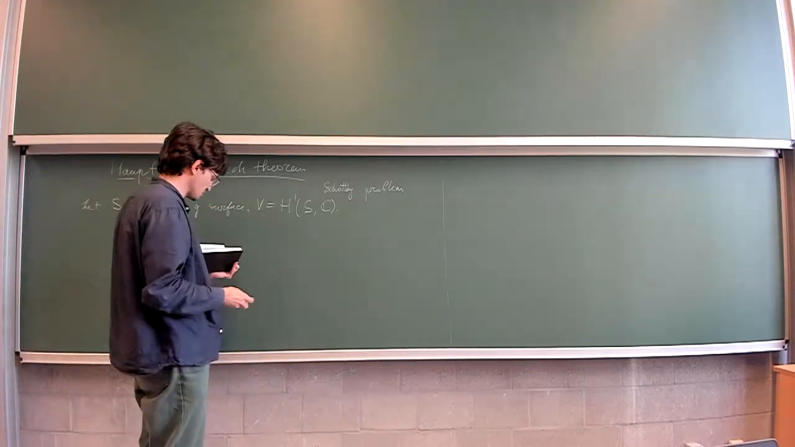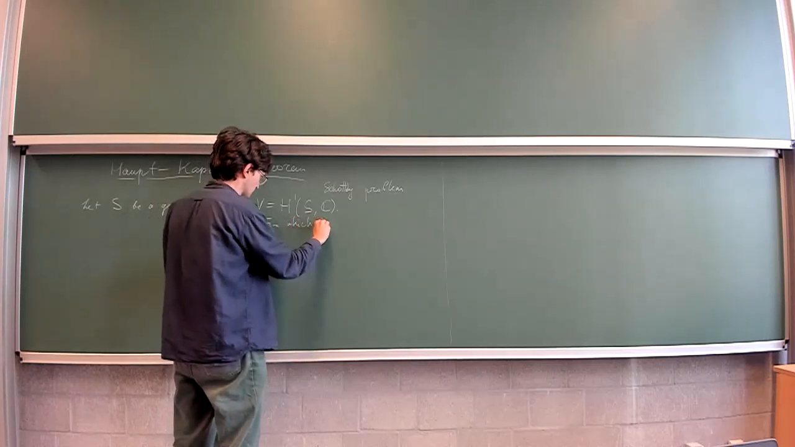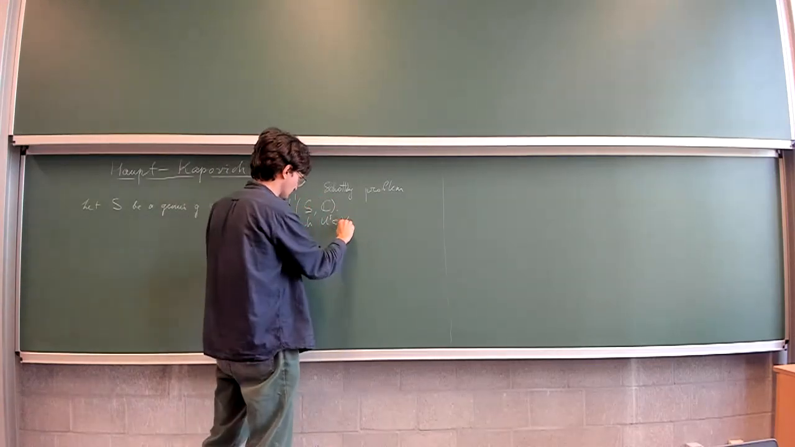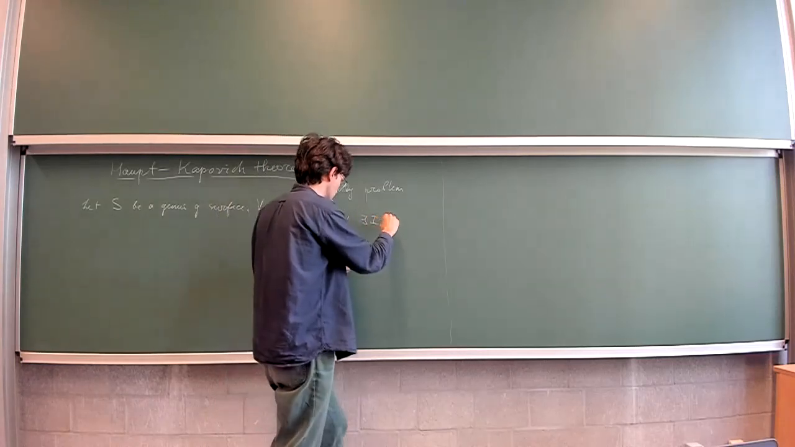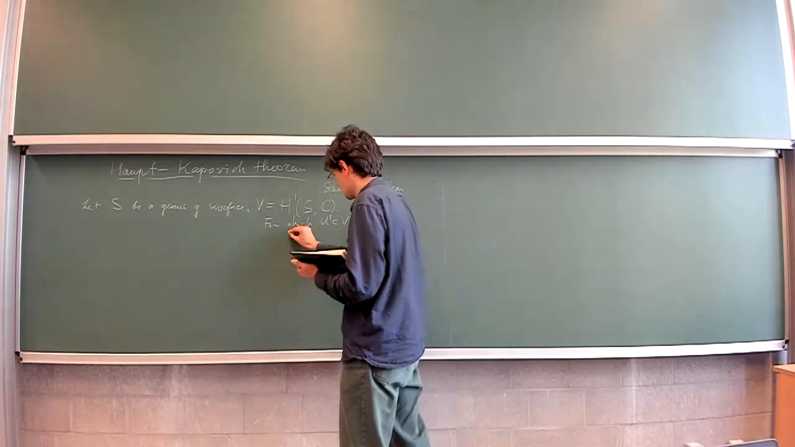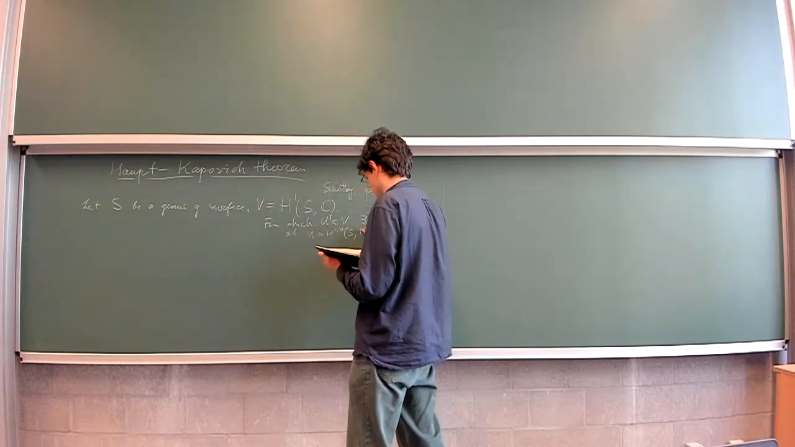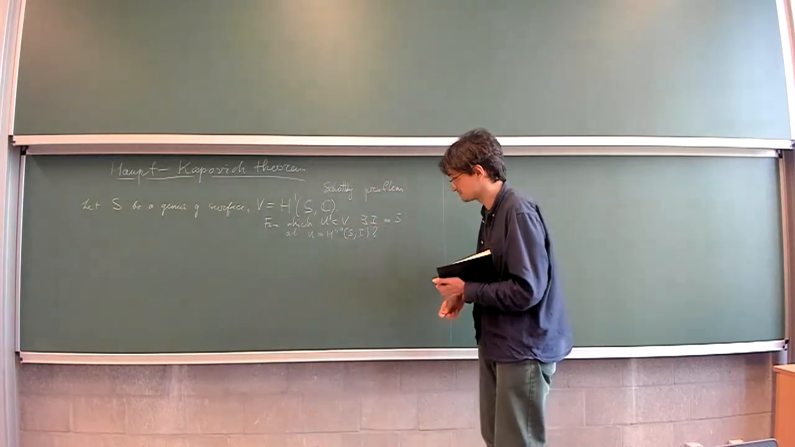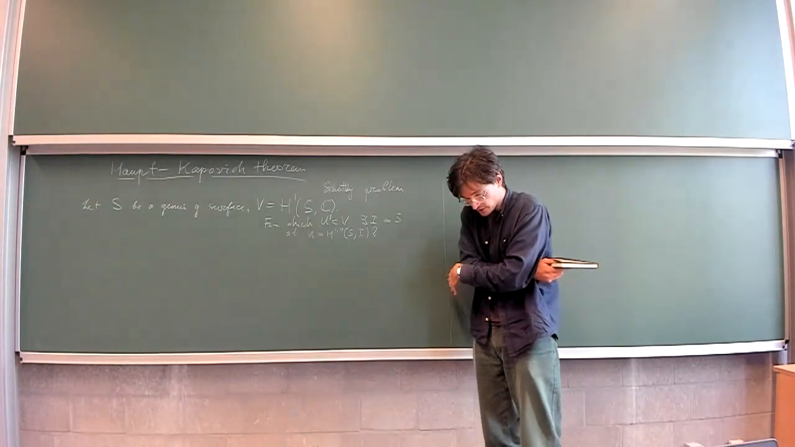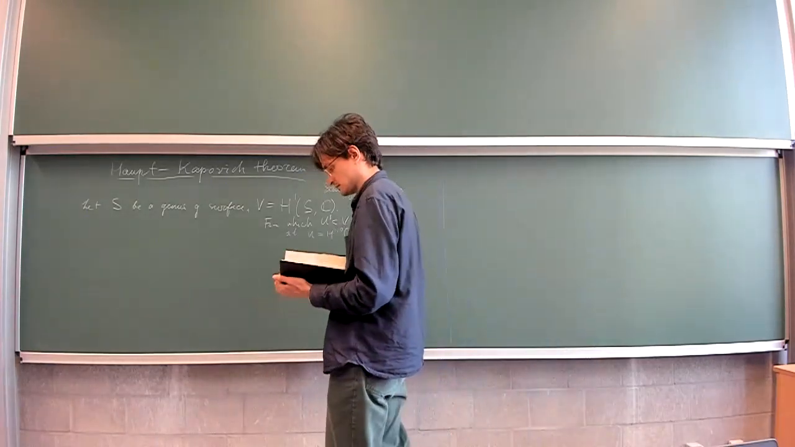So the Schottky problem in this language I would formulate this way: for which subspaces U of dimension g in this 2g-dimensional space does there exist a complex structure on S, which makes it a Riemann surface or a complex curve, such that U equals H^{1,0} of this Riemann surface? So, which subspaces can be realized by holomorphic one-forms on algebraic curves?